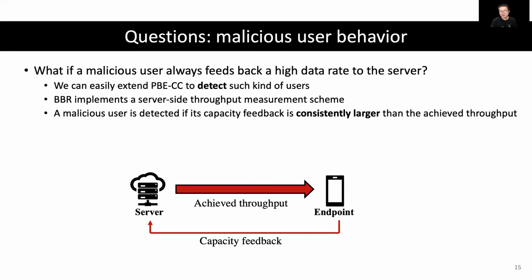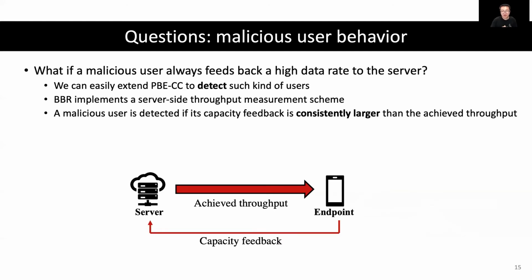What if a malicious user always feeds back a high data rate to the server? If we allow this to happen, then the server may send to this user at a very large data rate. Our answer to this question is that we can easily extend PBE to detect such a user. To detect such a user, we need a throughput measurement. For example, BBR implements a server-side throughput measurement scheme.